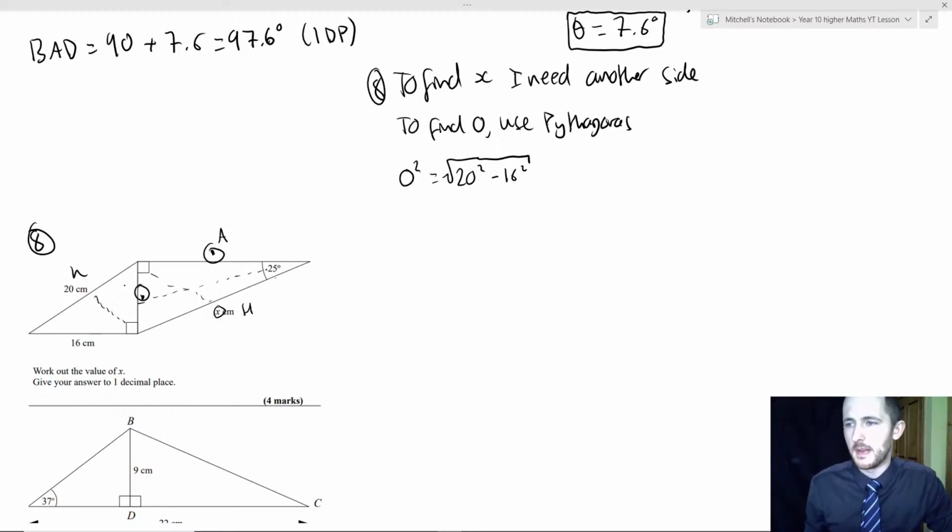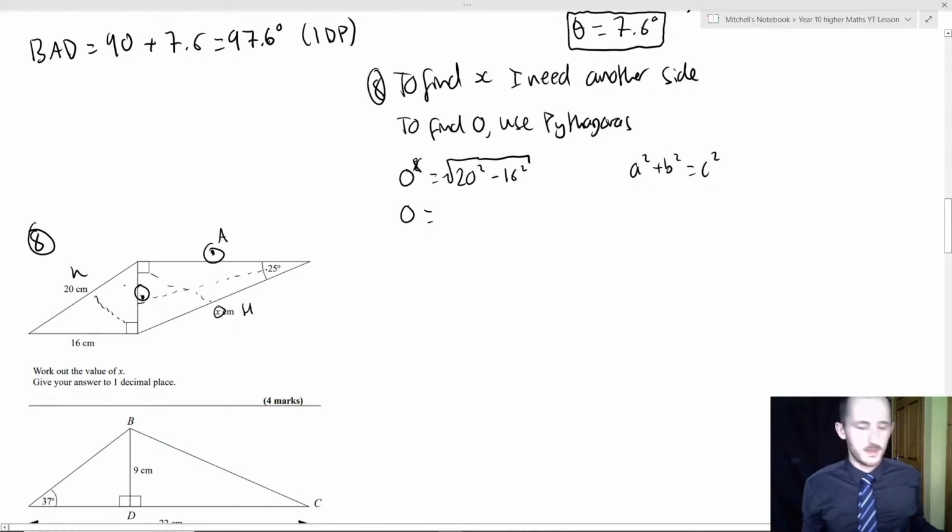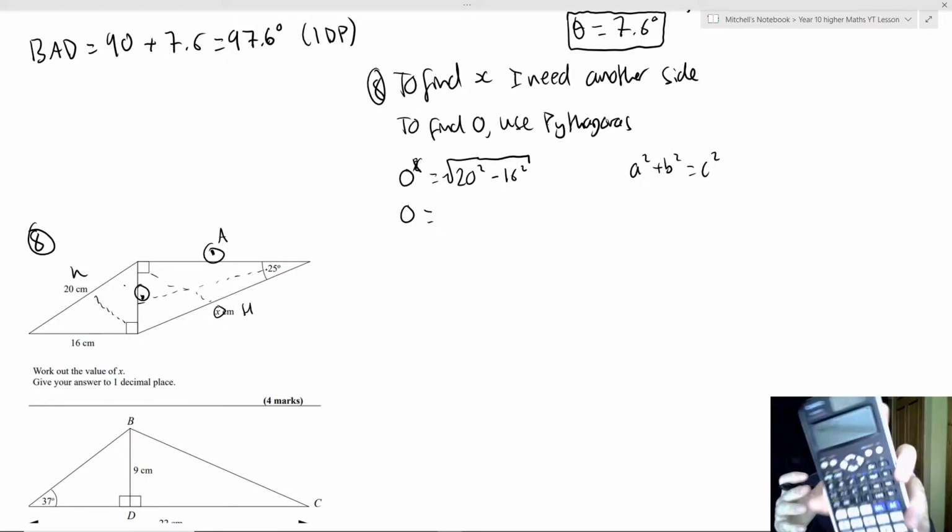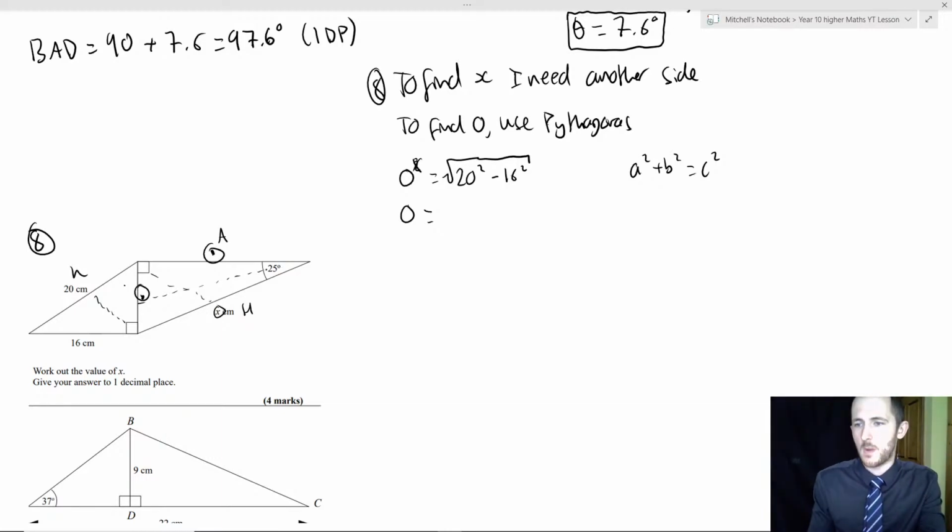The reason why I'm doing it that way: normally, you add the two smaller sides together and then square root them. But if I have the biggest side, I subtract them instead. So I hope that makes sense. Sorry, that's not O squared. I made a mistake there. If you sub into your calculator, 20 squared minus 16 squared, again, sub it in normal, I get 12 centimeters.